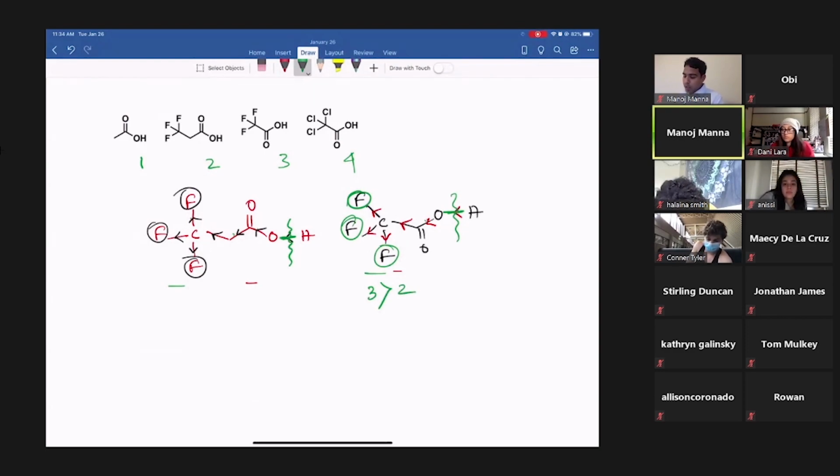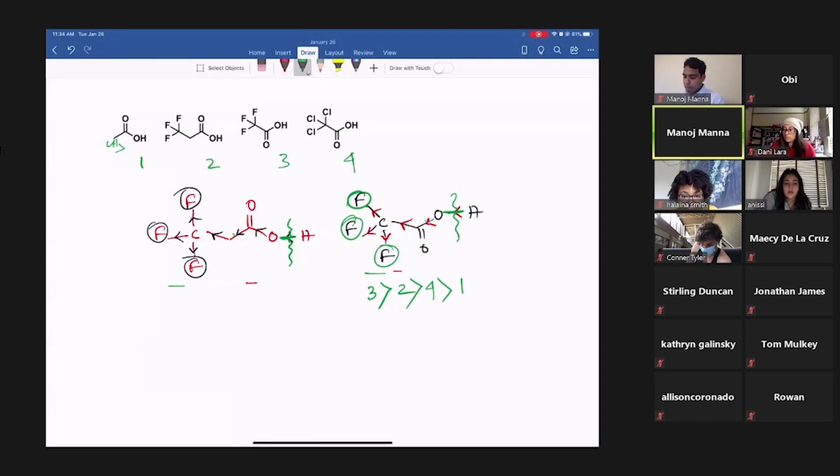Now if we compare, 1 doesn't have any electronegative atom, it is just CH3, so the lowest acidity will be 1. Now 4, where do you put 4? 4 will be here, because chlorine is less electronegative than fluorine. So that's the order of acidity.